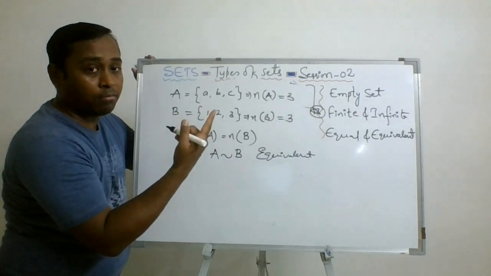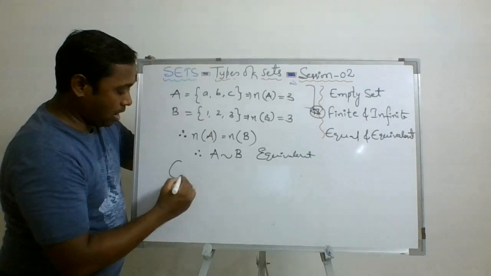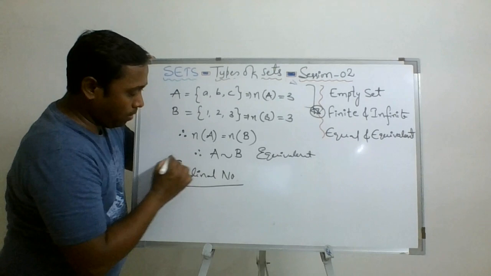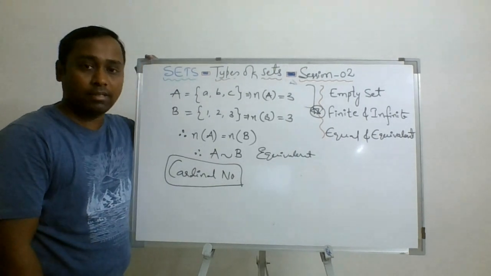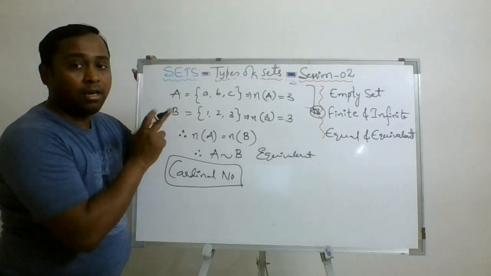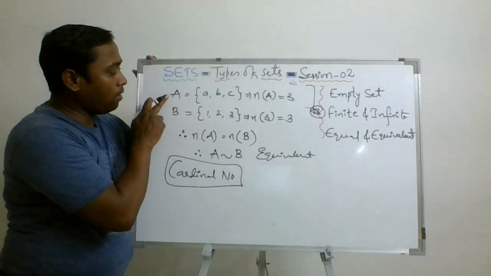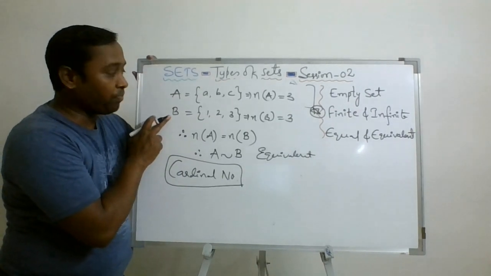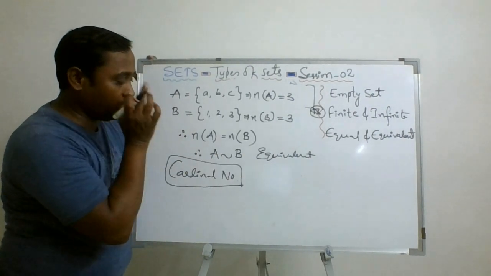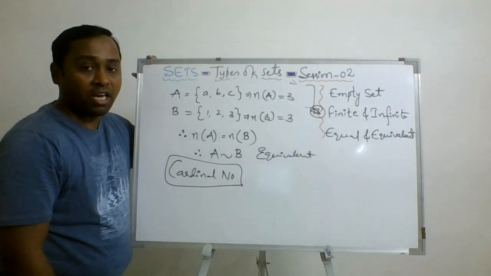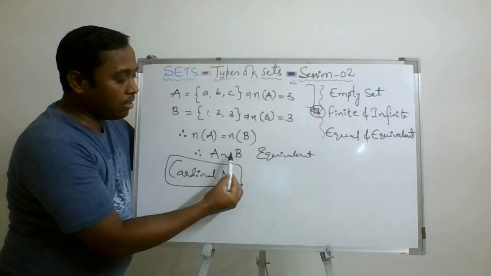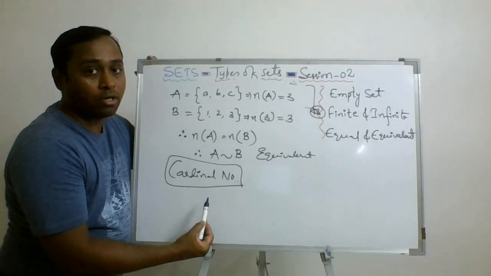So what is my cardinal number? Cardinal number means only the number of elements present in a given set. What is the cardinal number of set A? 3. What is the cardinal number of set B? Also 3. The cardinal numbers of A and B are the same. The number of elements in both sets is the same. Hence the two sets are equivalent sets. Symbolically, we represent it by writing the similar sign between the two sets, not the equal to sign.